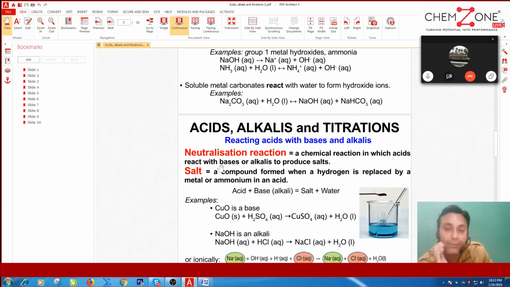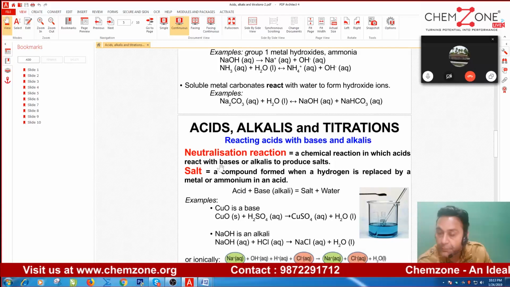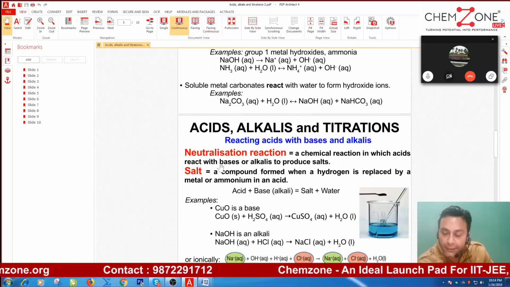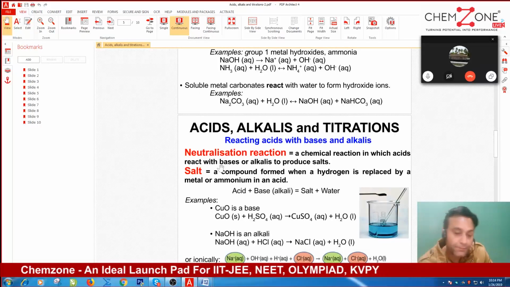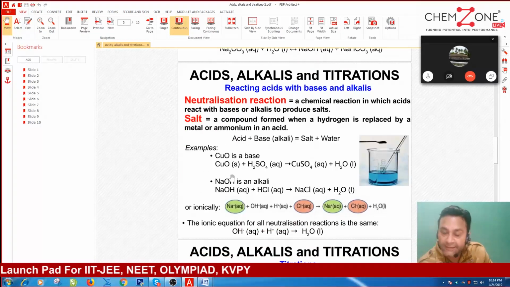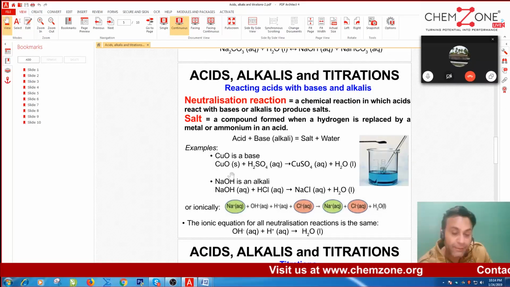So what is neutralization? Can you tell me the meaning of neutralization? When you mix or add an acid to a base, they neutralize each other and both their characters are lost. The acid loses its acidic character, and the base loses its basic character, and we get salt and water, right? So copper oxide is a base. It combines with sulfuric acid to produce copper sulfate and water. Sodium hydroxide, when reacted with HCl, both lose their properties. HCl no more remains acidic, NaOH no more remains basic, but both become neutral now. Am I clear? 100% clear?